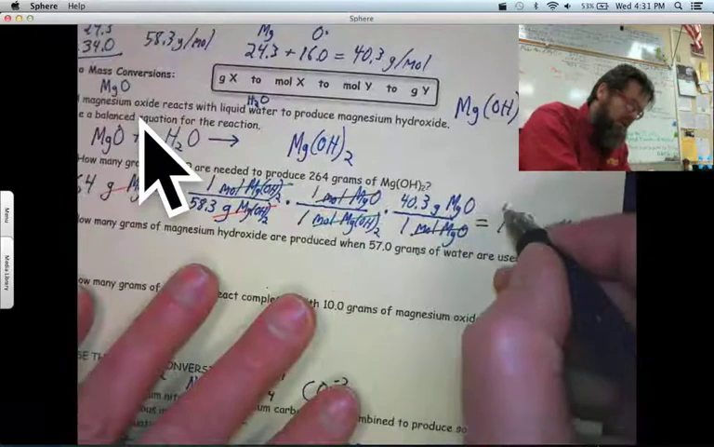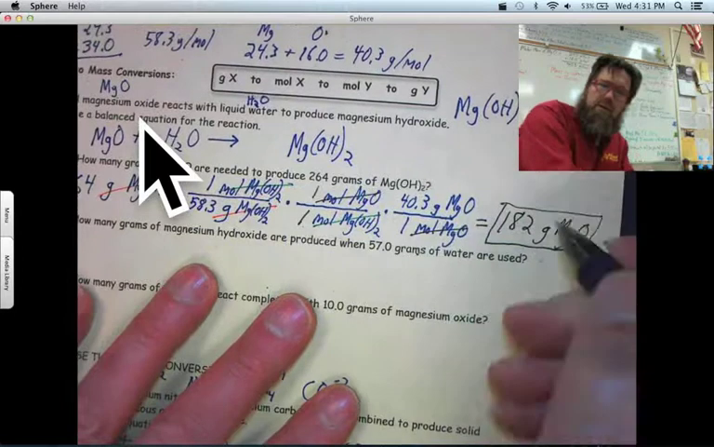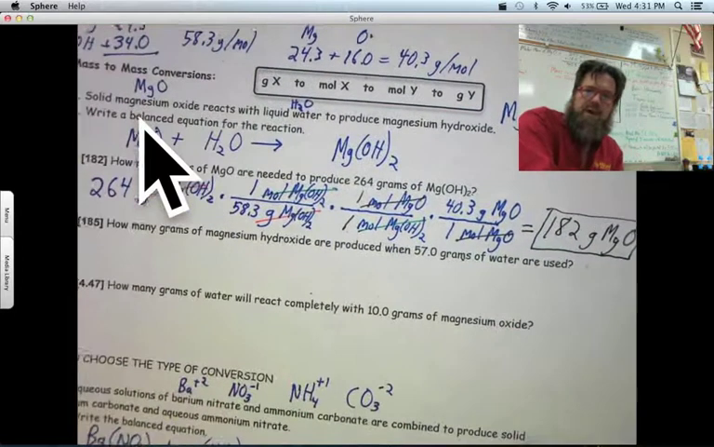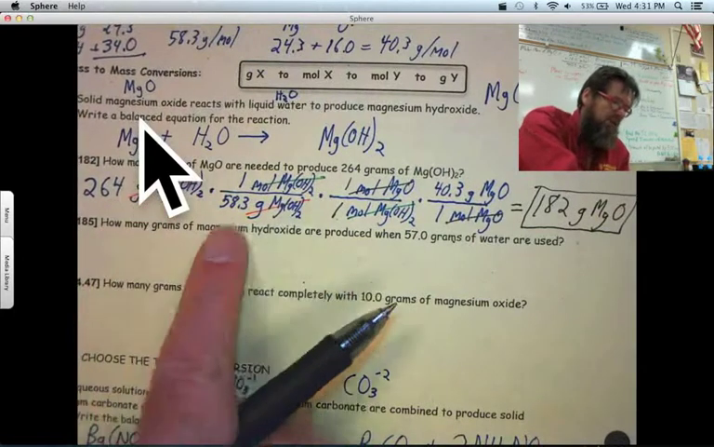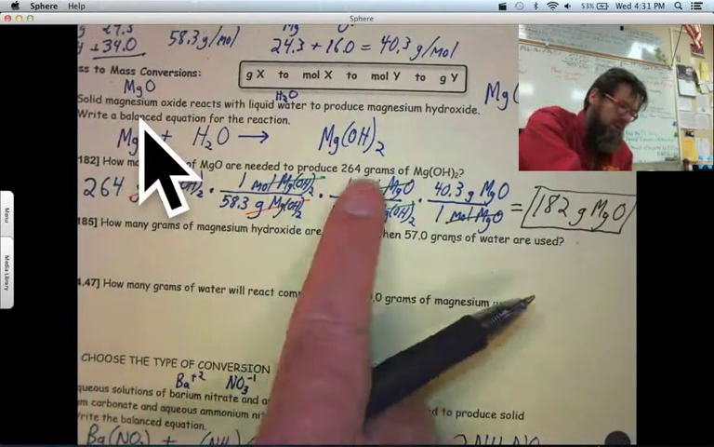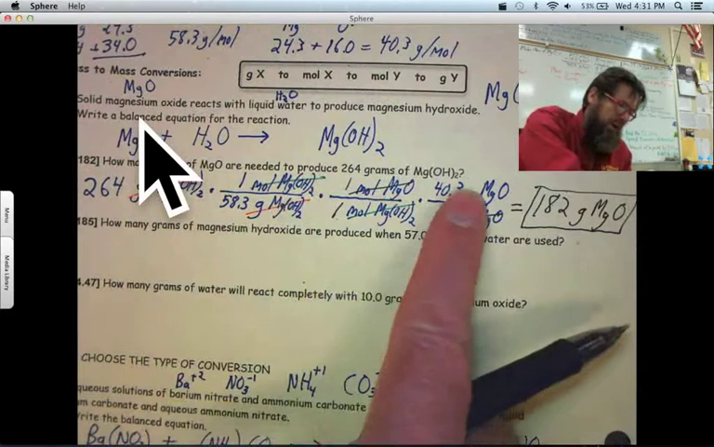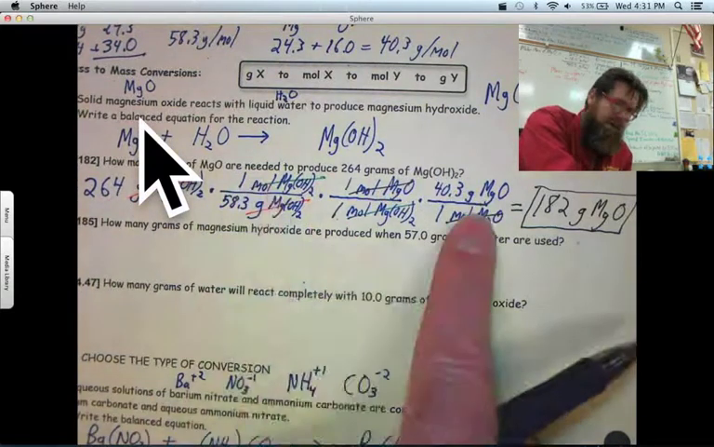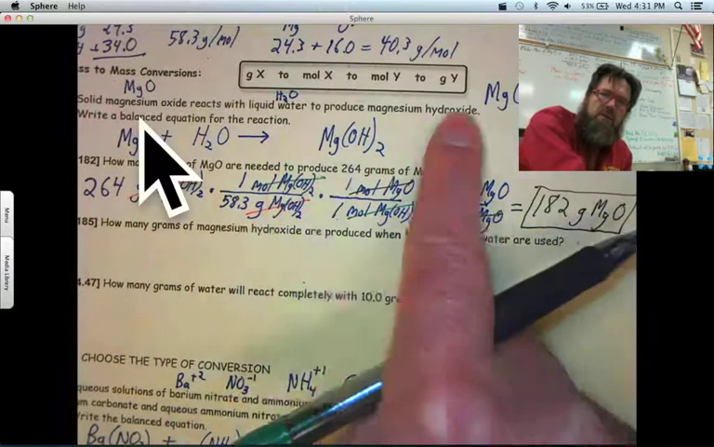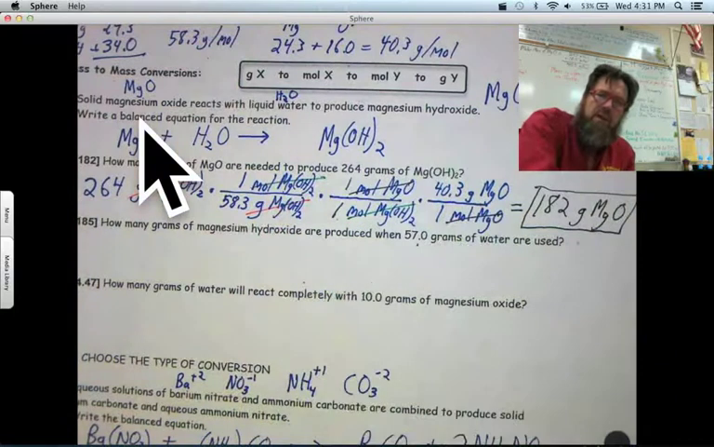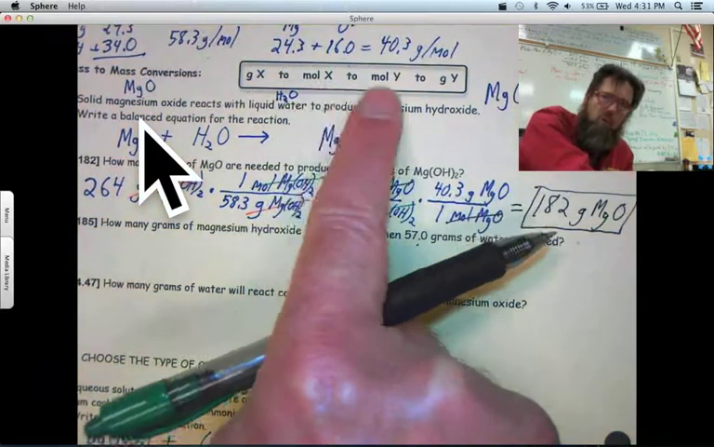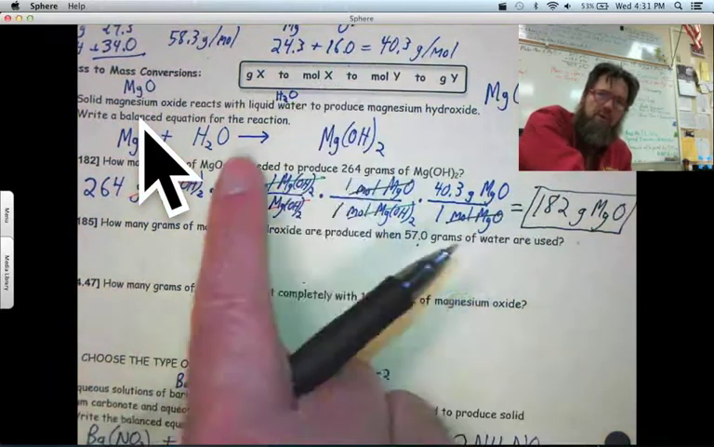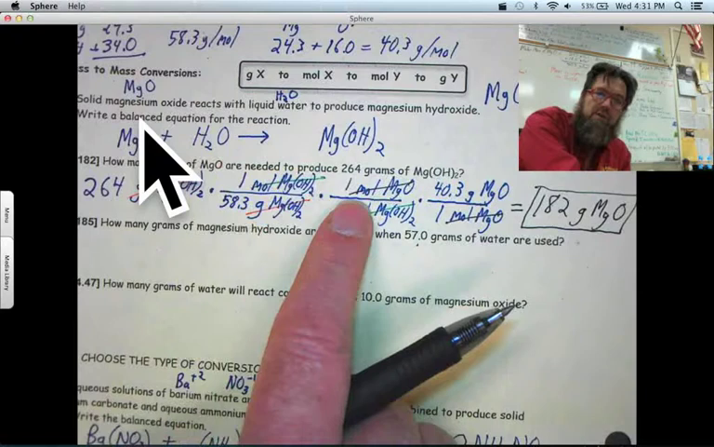Box our answer. There we go. And that is our calculation. Grams of X to moles of X to moles of Y to grams of Y. Grams to moles to moles to grams. Just like our roadmap shows, that is stoichiometry. We can only go from one substance X to Y with the mole ratio, where we have simple whole number ratios.